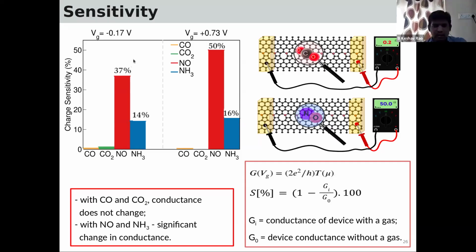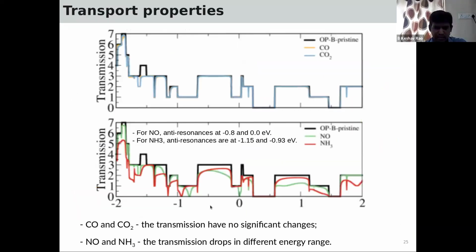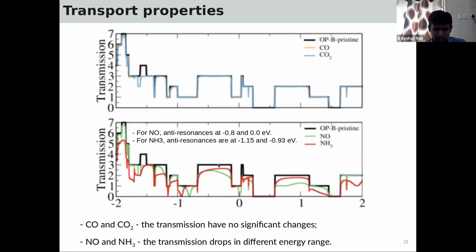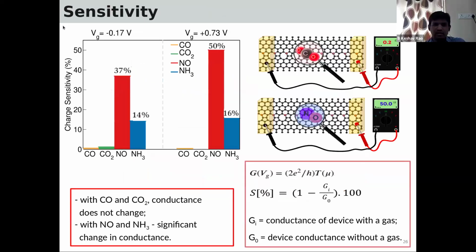So we can see here, when it is considered as a device, biasing is applied around this one point, I think around minus 0.17 electron volt. Negative biasing is given, so around this one, these points are considered. Then sensitivity is 37% with NO and 14% with NS3. With positive biasing at 0.73, 50% sensing is obtained with NO, 16% with NS3. So when boron is doped with a line defect, higher sensitivity is obtained with NO gas molecules.